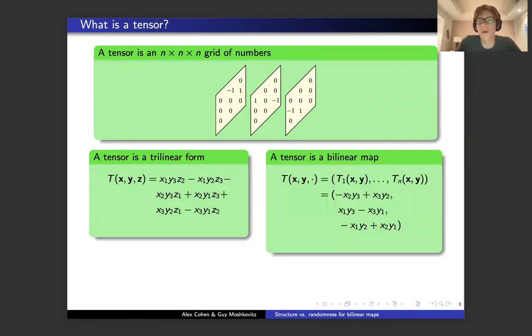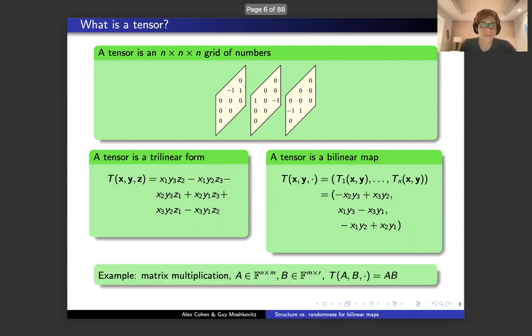Similarly, a tensor is also a bilinear map that takes in two vectors, x and y, and outputs another vector in a bilinear way. The coefficients of this output vector are each bilinear functions in x and y, and those bilinear functions correspond to the matrix slices of the tensor. An example of a bilinear function is the matrix multiplication map, which takes in two matrices A and B, and it outputs the matrix A times B, the entries of which are bilinear functions in the entries of A and B.